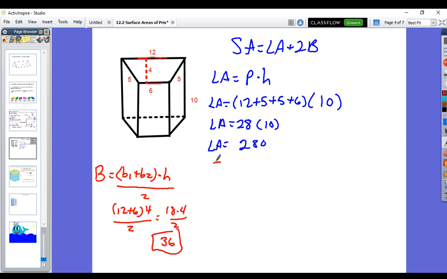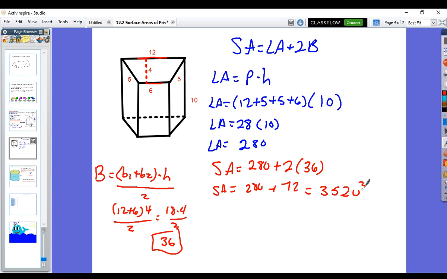Let's put it all together. So surface area equals lateral area, which is 280, plus 2 times the area of the base. Area of the base is 36. We multiply that, we get 72. So our surface area equals 280 plus 72. We end up getting 352 units squared. Okay, that's the surface area, and that's just all the outside of it, not the inside.